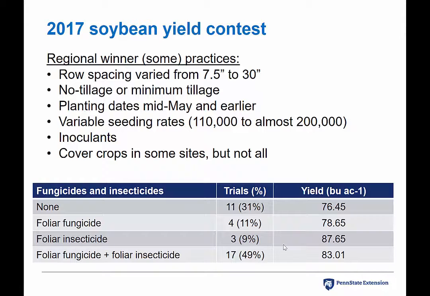Row spacing, drilled to 30s. No-till, minimum till. Planting dates, typically mid-May and earlier. Some tweaks maybe in terms of the variety selection. Seeding rates are all over the board. We are looking at other data coming from Sean Conley's group. Most of the growers, I think, whatever that bag says, if it's 130, 140, 150, let's say, that's kind of the acre concept in a lot of ways.